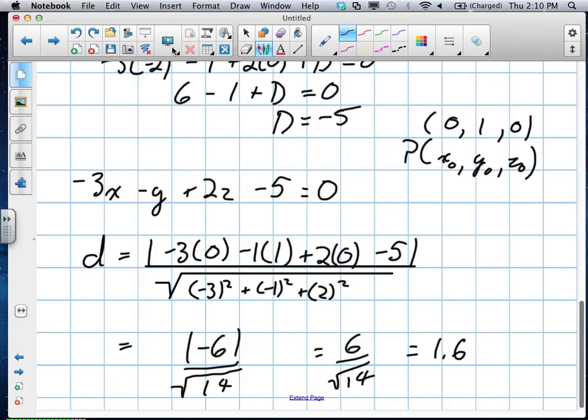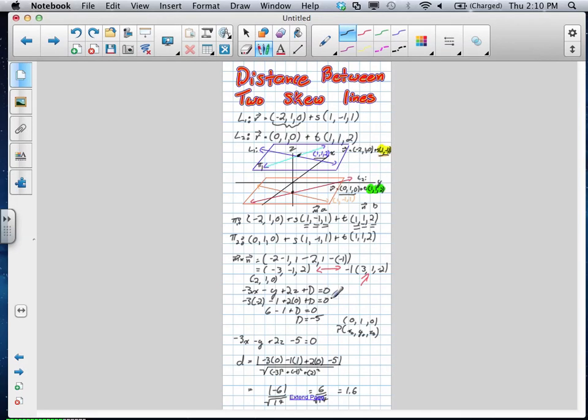Now, I do want to draw your attention. If you look in the book, they found the Cartesian form of the other plane and inserted the other point. That's the word I was looking for. Put the other point in, but they found the exact same distance. So it didn't matter which Cartesian form of a plane we found, just make sure you use the opposite point to it.